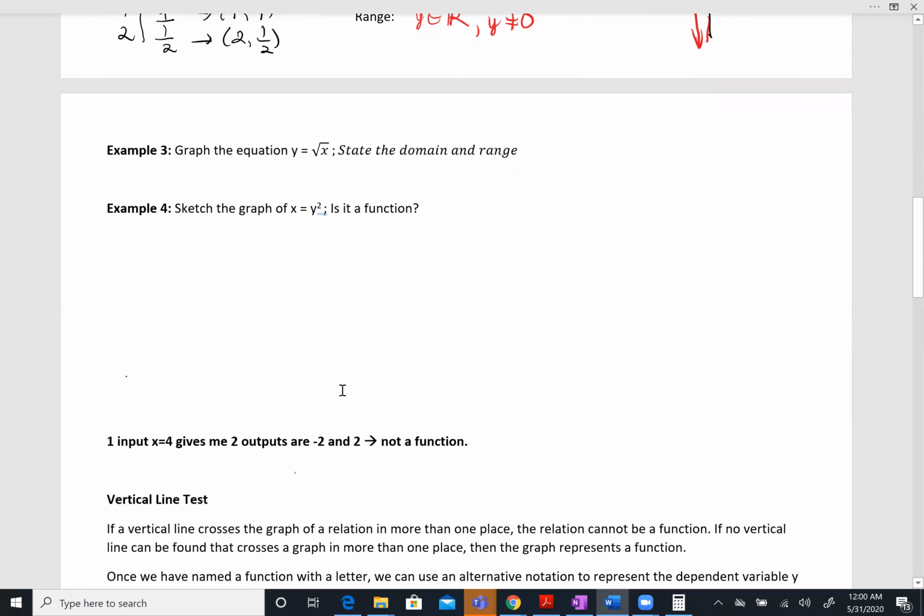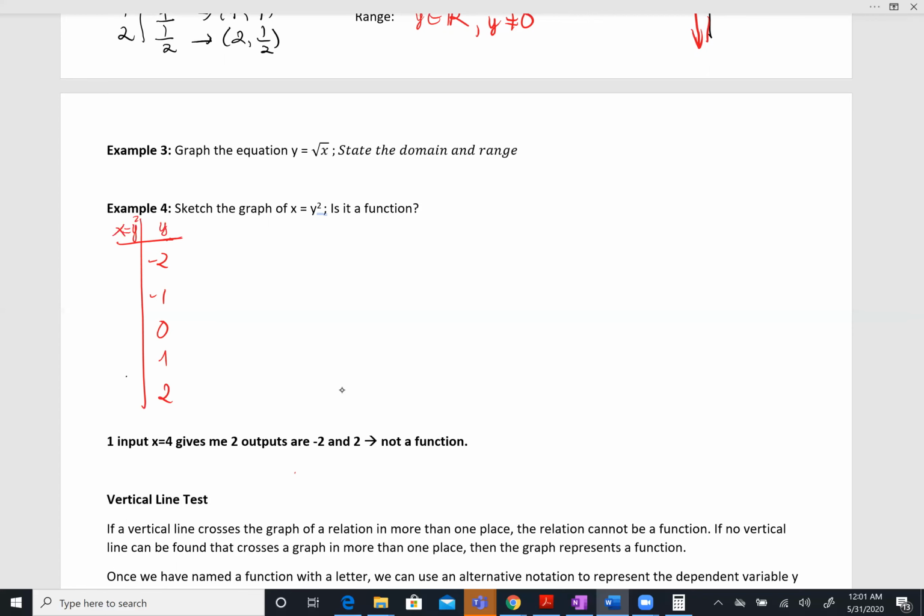Example 4 says sketch the graph of x equal to y squared, and then is this a function? Let's question that. So let's do a t-table first. I have x here, where x equals y squared, and I have the y value here. In here, the independent variable is y. So I'm going to choose some values for y first. Let's say, maybe just -2, -1, 0, 1, and 2.